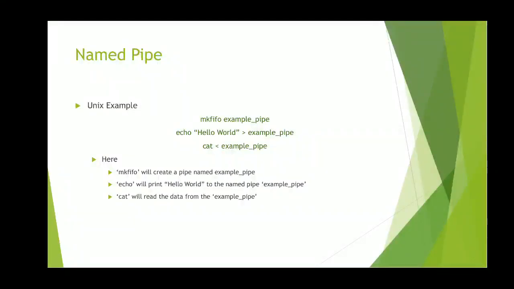Now we can go through the example of a named pipe. In Unix or Linux, we can use the command mkfifo to create a named pipe. Here we are creating a named pipe, example pipe, using the command mkfifo, and later we use that pipe to communicate between two commands.